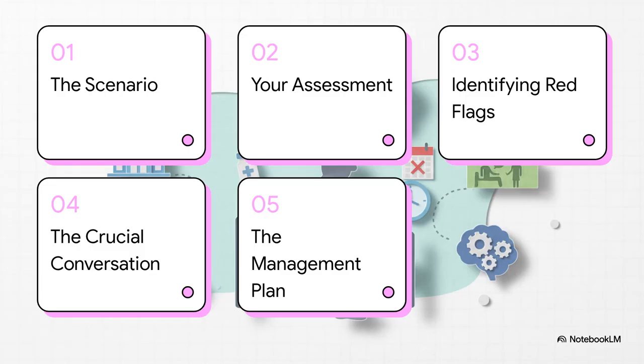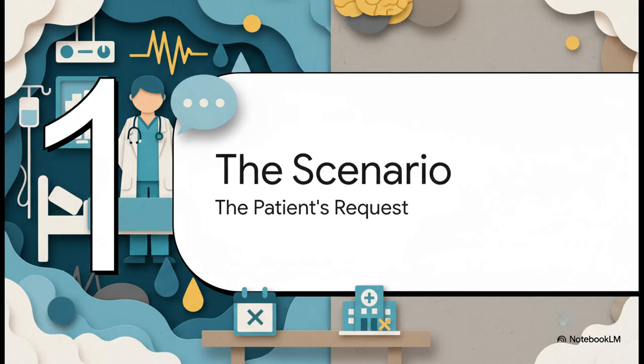So we're going to break this all down into 5 key stages. First, we'll get the scenario straight. Then we'll talk about your assessment, how to spot those all-important red flags, how to have that really tough conversation, and finally, how to pull together a solid management plan. Okay, let's get right into it.